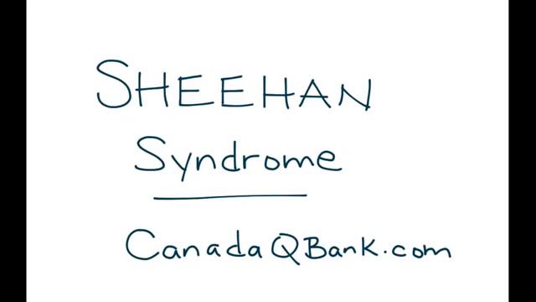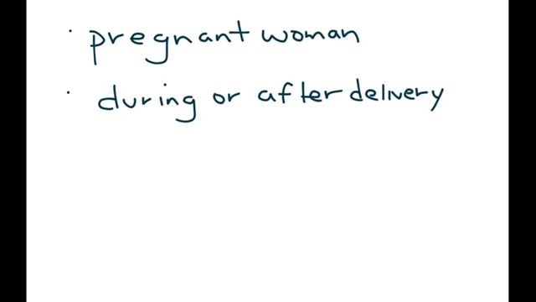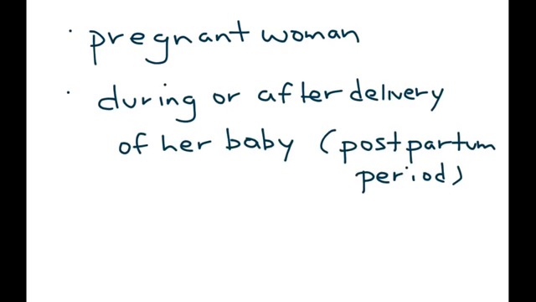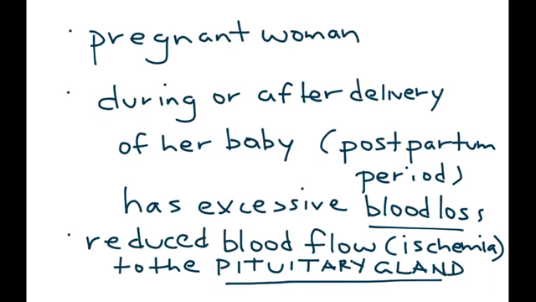Sheehan syndrome is the topic for this video, and the best way to explain it is with a scenario. So you have a pregnant woman who, during or after delivery of her baby, so essentially the postpartum period, has excessive blood loss. Now this reduced blood flow results in ischemia to the pituitary gland. So the pituitary gland is at the heart of Sheehan Syndrome.